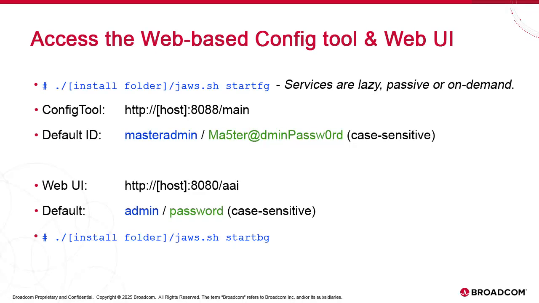The definitive proof that AAI is working is that you're able to log into the web UI. The procedure is as follows. First, navigate to the root of the install folder and run the jaws.sh executable with the startfg or foreground option. This will take a few minutes. Wait until you see the string services are lazy, passive, or on demand. Start the config tool. Then in the browser, enter the URL hostname on port 8080 and the AAI web app.